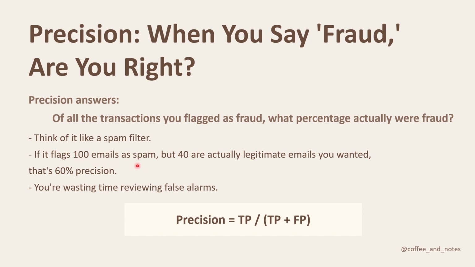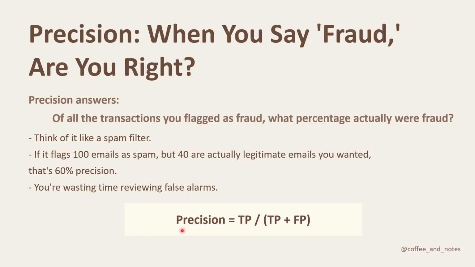The filter flags 100 emails as spam and sends them to the spam folder. We check and we find that 40 of those emails are actually legitimate: work emails, bills, important updates, etc. Now this is 60% precision. You are wasting your time sifting through false alarms to find these 60 spam emails.